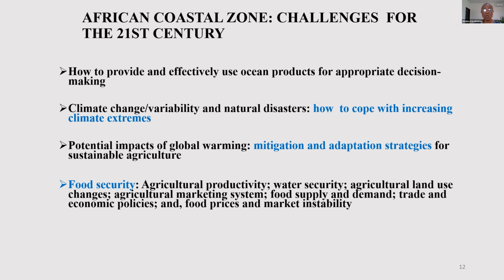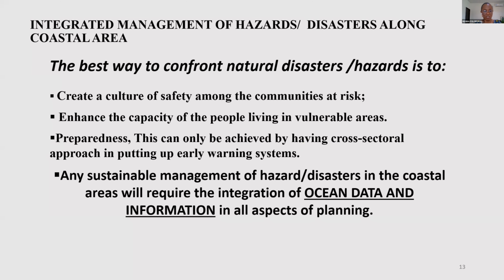So, what then do we do? The challenges for the 21st century: how to provide and effectively use ocean products for appropriate decision-making is one of our main concerns. Then climate change, variability and natural disasters: how to cope with increasing climatic extremes and the potential impacts of global warming, in terms of mitigation and adaptation strategies for sustainable agriculture. Then food security is also our primary challenge in the 21st century.